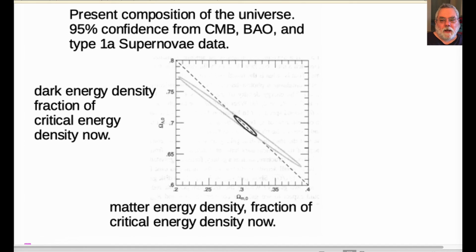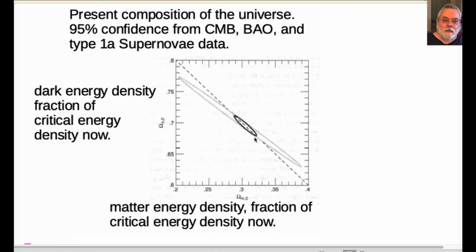This graph shows possible energy densities of the universe as a fraction of the present critical energy density, with matter on the horizontal axis and dark energy on the vertical axis. So this point at the lower left would have a matter energy density 0.2 of critical density and a dark energy density of 0.6 of the critical energy density at the lower left.